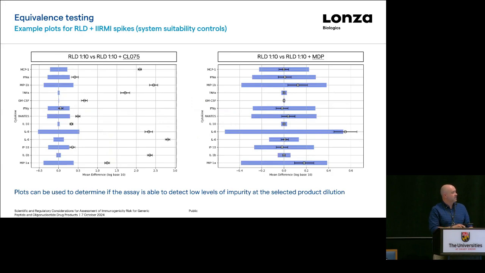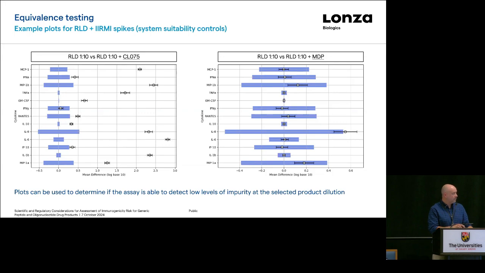I can't show you any data, unfortunately, because most of the data we generate isn't ours. But we do have some example data where we just created those equivalence limits for 3 batches of RLD, tested at 1 in 10 in a 20-donor cohort. And you can see the blue bars are the equivalence ranges. So this is plus or minus 1.5 times the standard deviation across the whole data set. So they're the RLDs in blue, and then we've got plotted one of the RLD batches that has been spiked with either CL075 and MDP, and you can see if it falls outside this range, then they're non-equivalent.